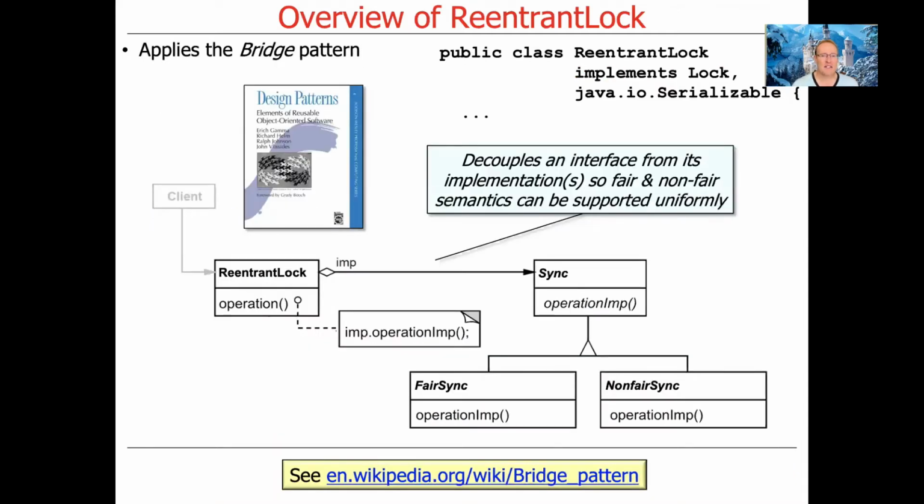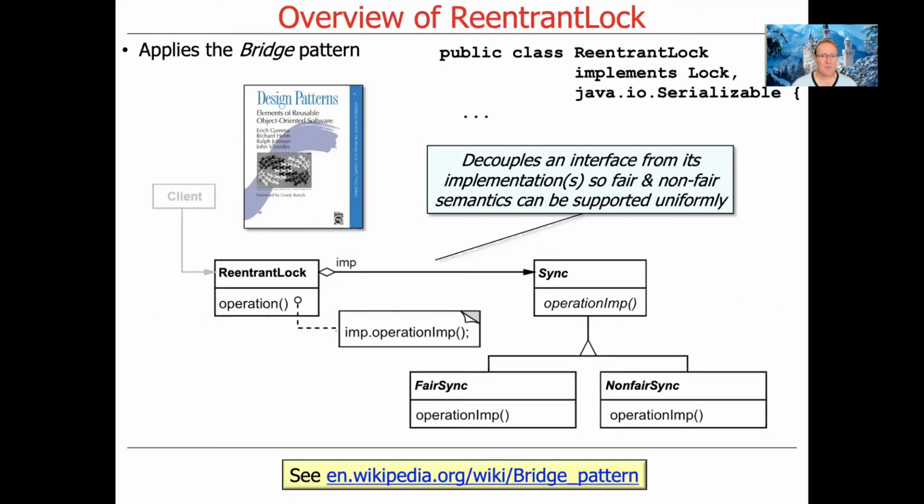Internally, a ReentrantLock is implemented by applying the Gang of Four bridge pattern. Essentially what this pattern does is it decouples an interface from its implementations, with the emphasis on plural, so that both fair and non-fair mutex semantics can be supported in a uniform way. And I'll talk in just a moment about what fair versus non-fair semantics are.